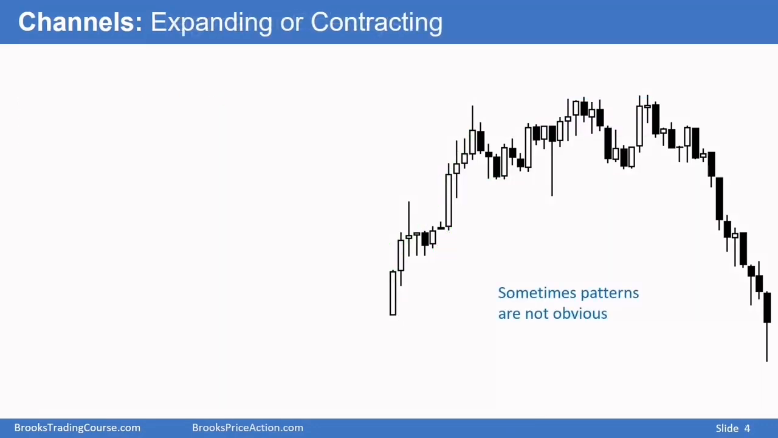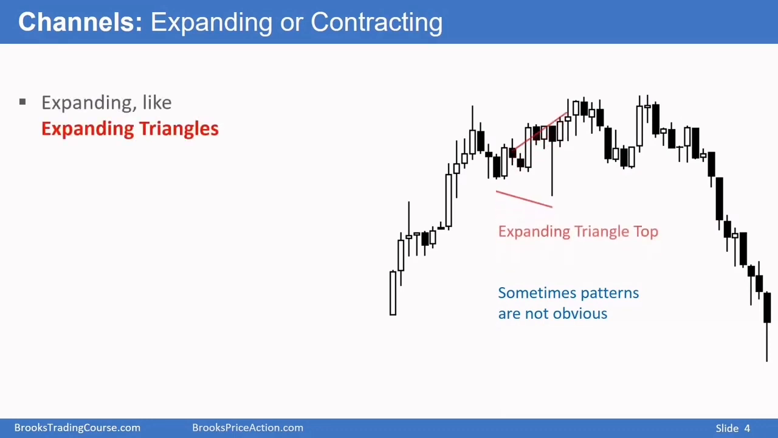Sometimes patterns are not all that obvious. For example, here there's a small expanding triangle. I have it drawn here using this high. It probably began with this high, so up here, we went down and up on that bar, and then down here, and then up here to there, and then down and up. But it's still a type of channel. It's contained between two lines.